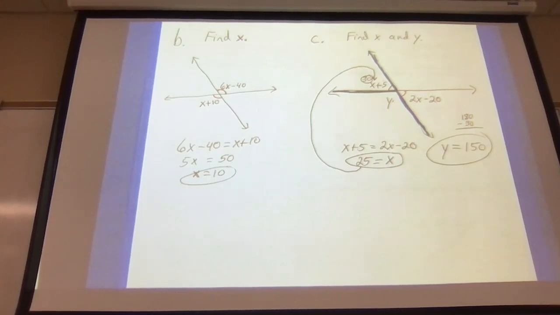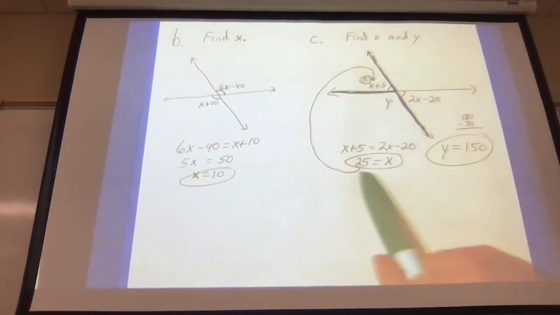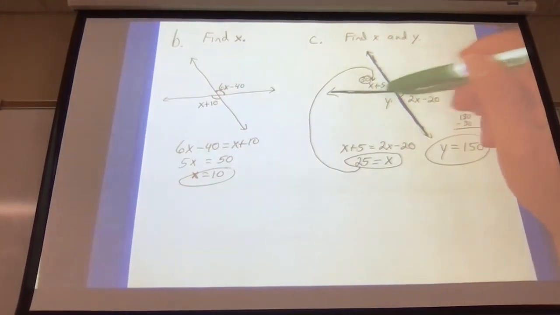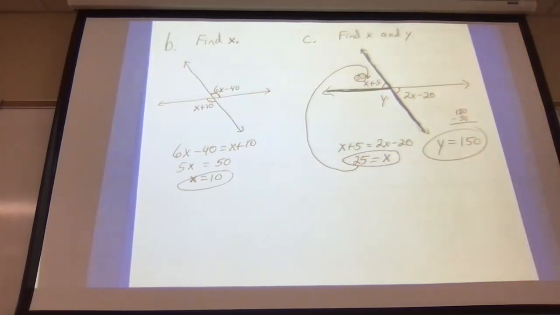So is x 30 or is it x 25? X is 25. The whole angle is 30. So this angle would be 30, but x is 25. Good question. Any other questions with that?